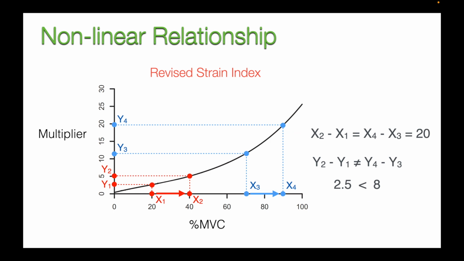So you can see the summary there. Due to the steepness of the curve, the higher percent MVC values result in a larger jump up the y-axis, and your multiplier is higher.